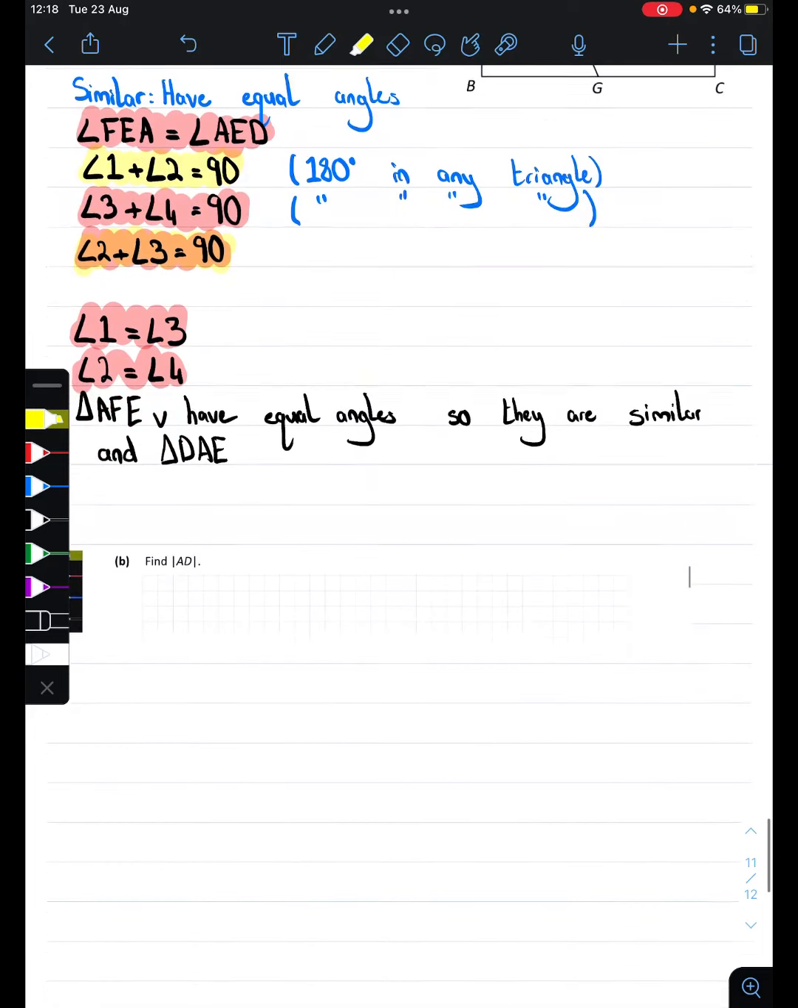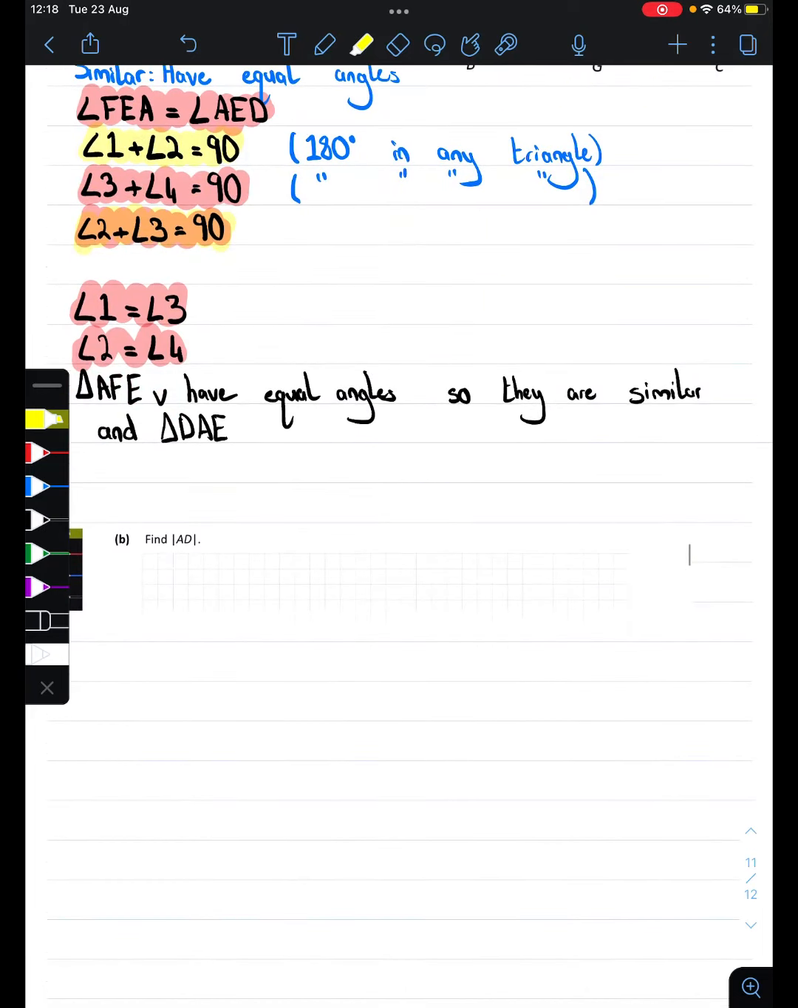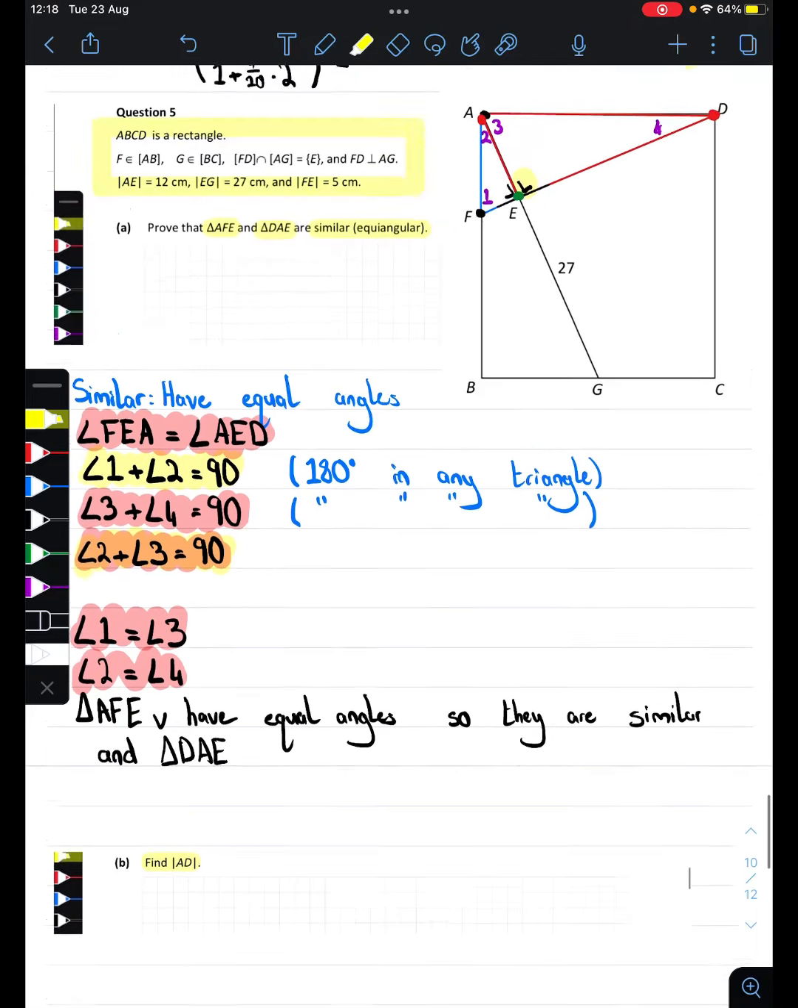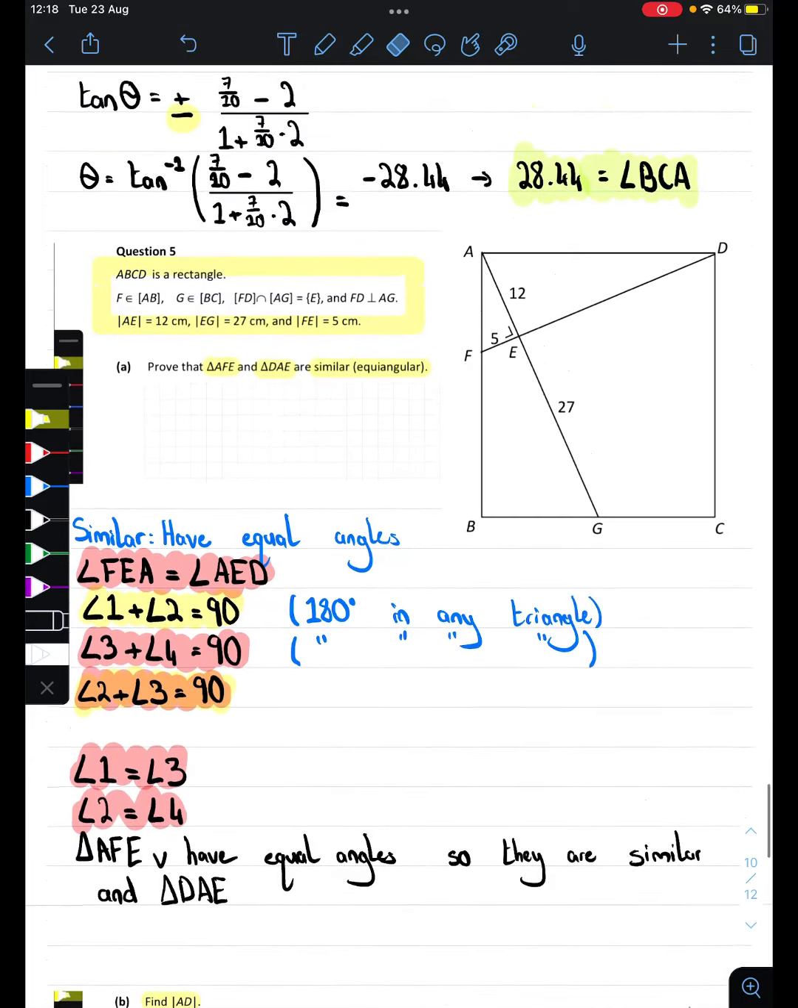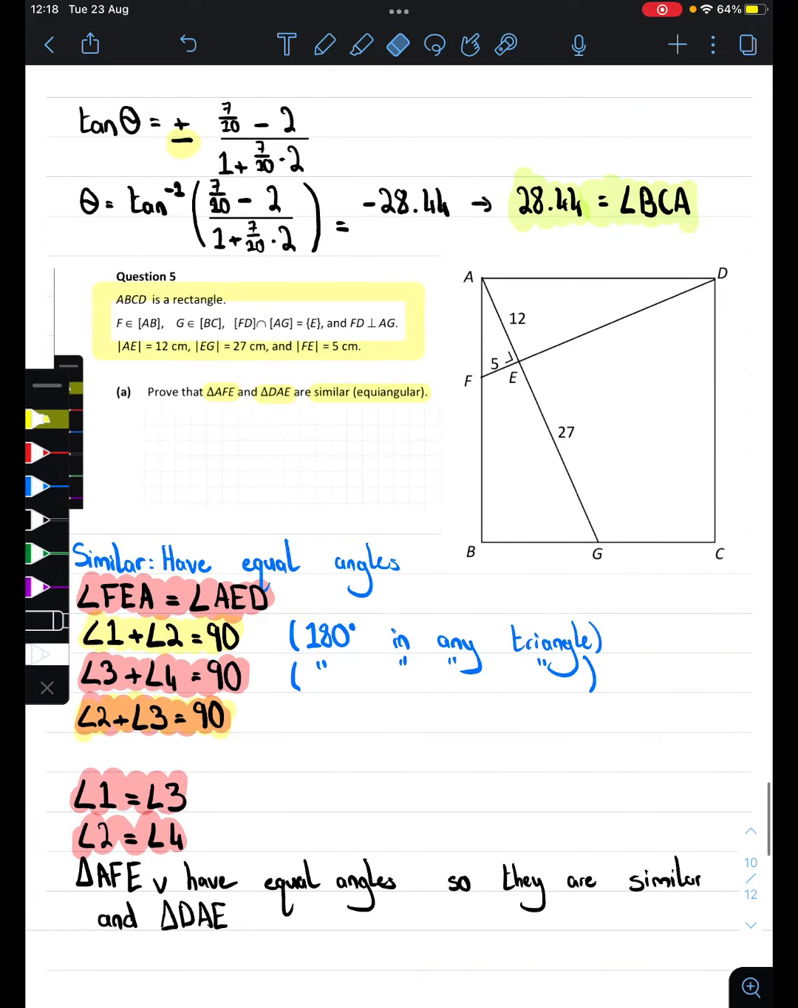Now on to part B, find the length of AD. So let's clear up this diagram. We're looking for this length AD.